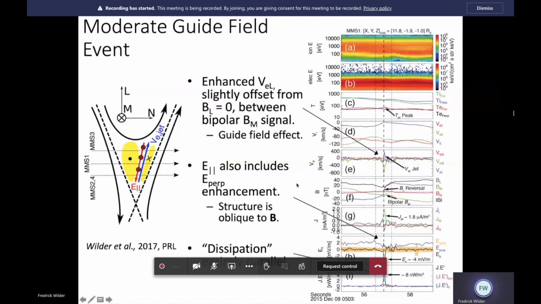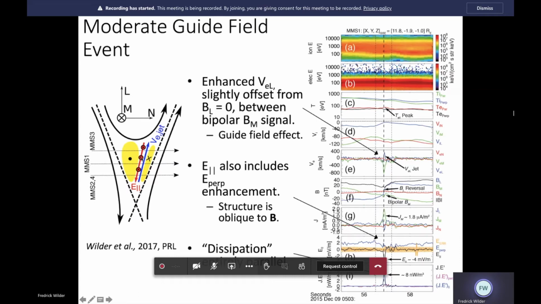So you can see a reversal in BL. So again, we're seeing that reversal and reconnection, or a current sheet at least. What we also see, again, is that enhancement in the electron temperature. We actually don't see an ion jet, or much of one. We see a slight enhancement in the ion velocity in the L direction. And so that suggests we're closer to the diffusion region, especially because we do see an electron jet.